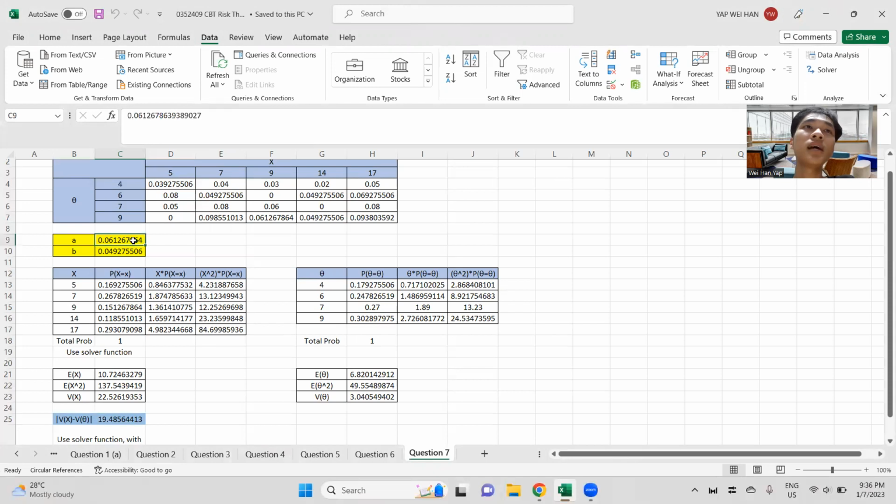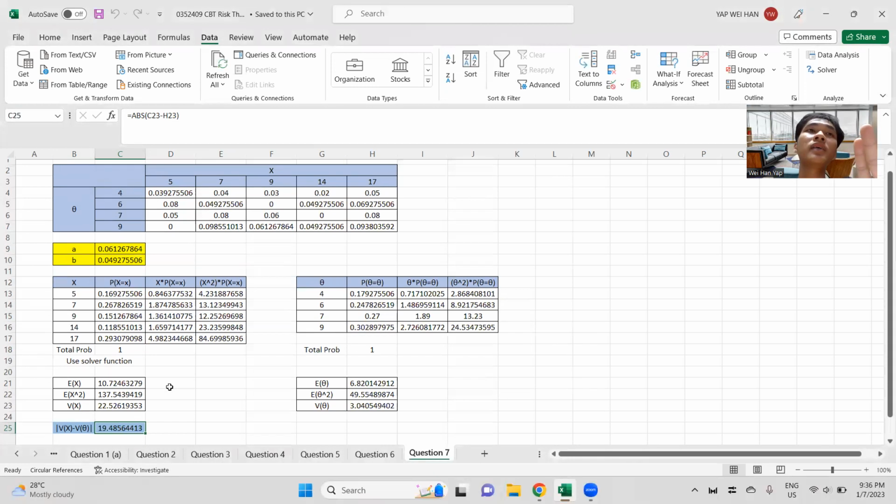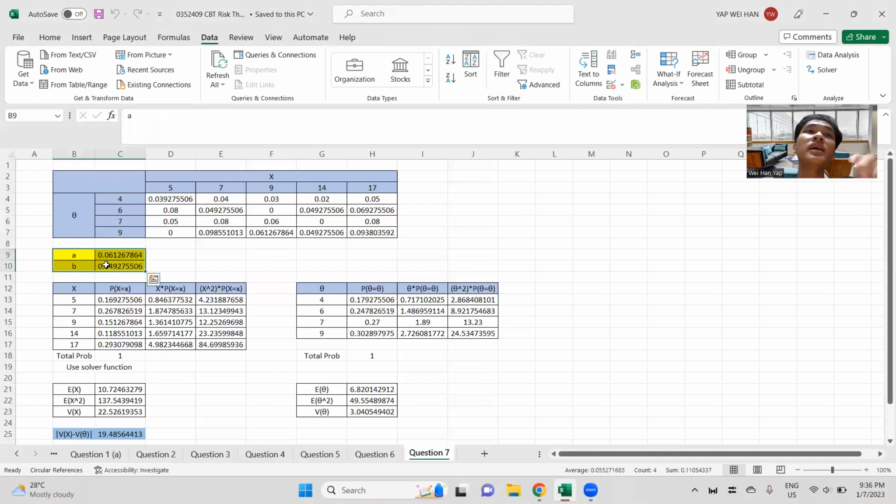So this is our correct answer, because we have satisfied our conditions. Our total probability equals to 1, and our absolute difference is the same as the one given in the question. So we can know that our earlier A and B values were incorrect. I think that's it for the explanation for this question. It's quite interesting, because we are using the solver function to work backwards.